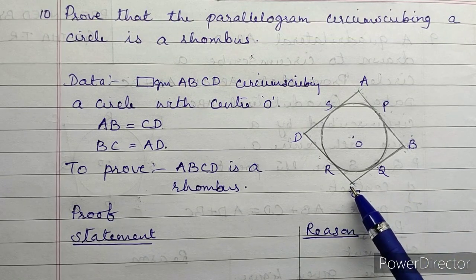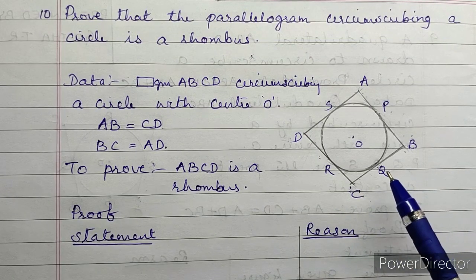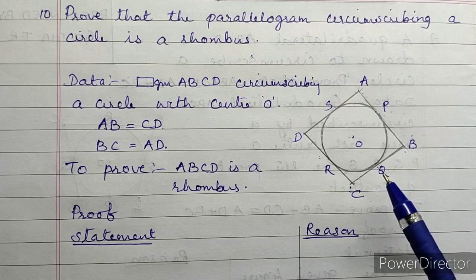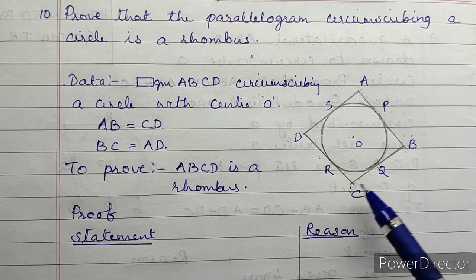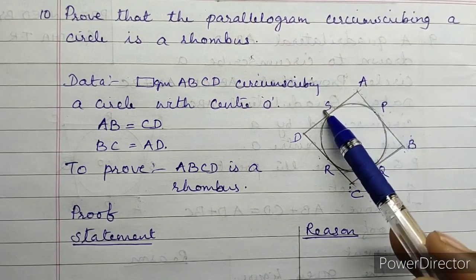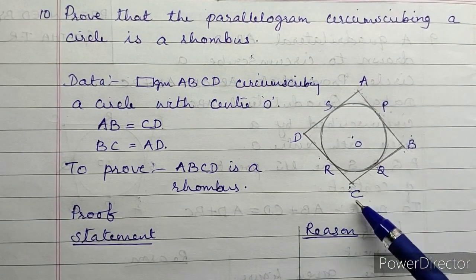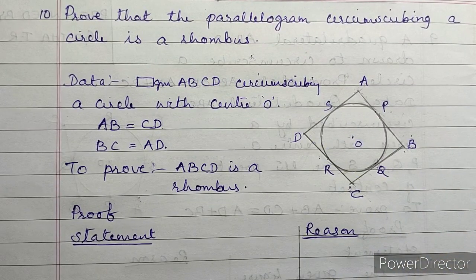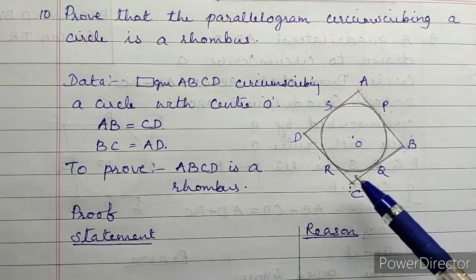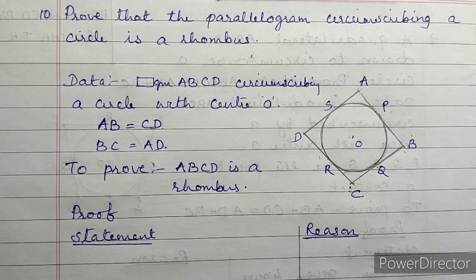Now you know that from an external point, two tangents only you can draw to the circle. The two tangents will be of the same length. So AP is equal to AS, BP is equal to BQ, CQ is equal to CR, SD is equal to DR. So that you have to use here.